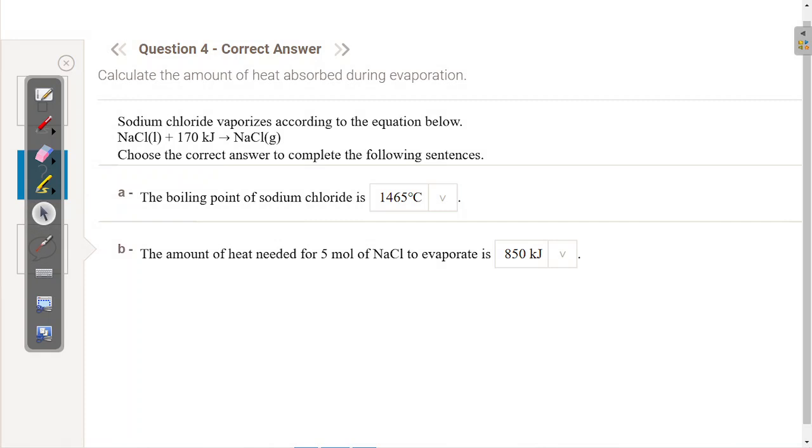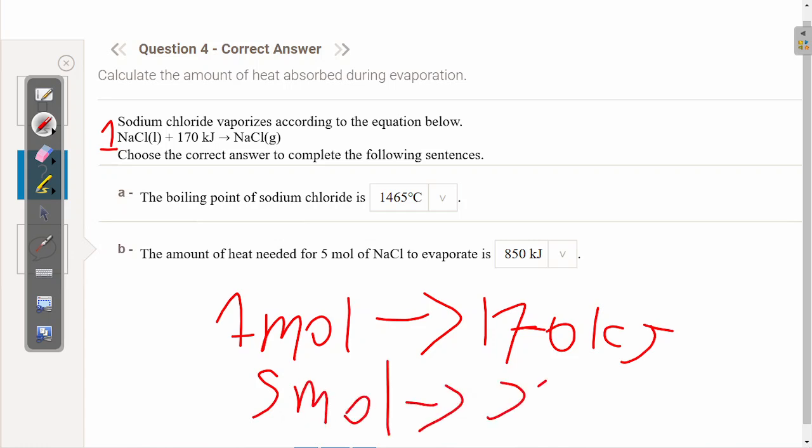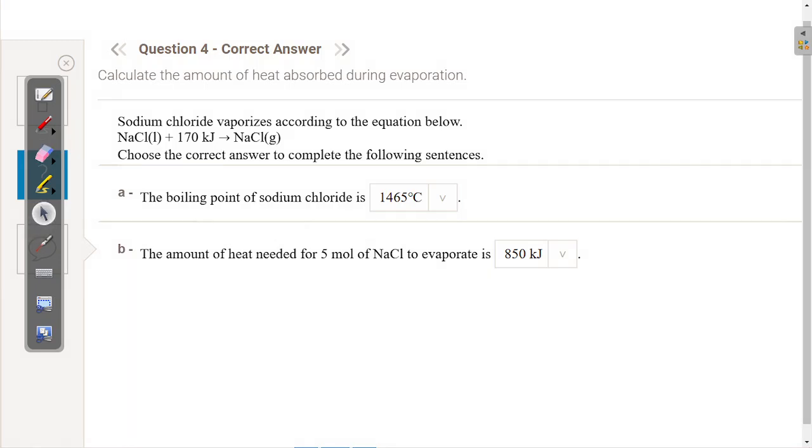Okay. The amount of heat needed for 5 moles of NaCl to evaporate is what? Here they give you 1 mole of NaCl. It will absorb 170 kilojoules. So 1 mole with 170 kilojoules. So 5 moles gives what? It will be 170 times 5, which is 850.